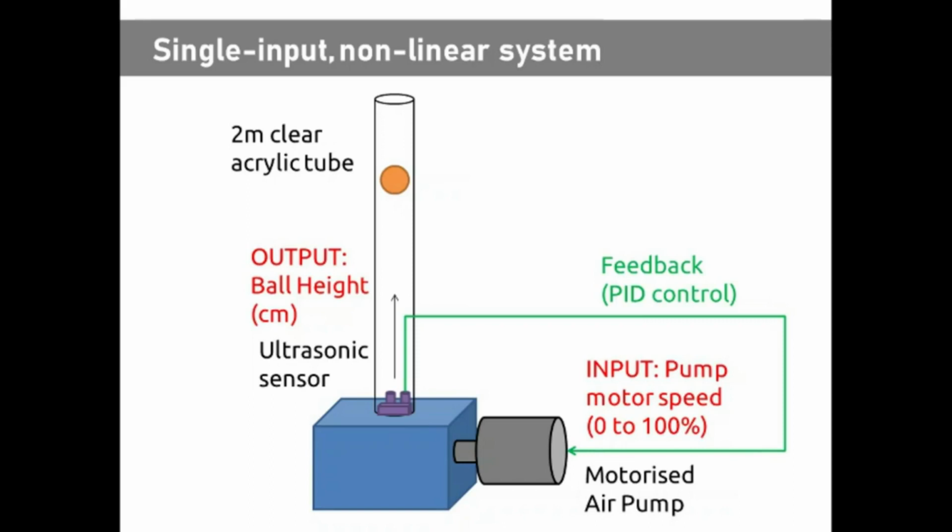Our input to this system, therefore, is the pump motor speed, going from 0 to 100%, and our output is the ball height within the tube in centimeters, measured by an ultrasonic sensor located in the bottom of the tube. Ball height data is fed back through the PID controller to vary the pump speed.